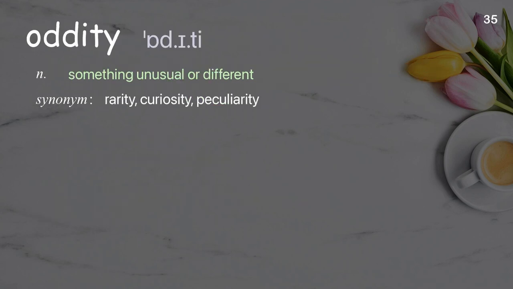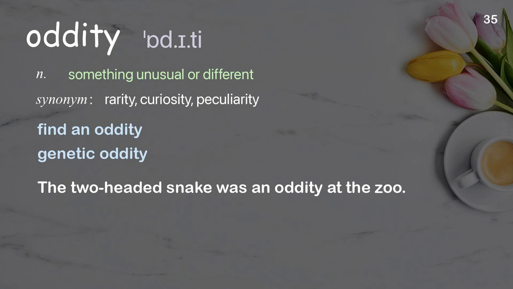Oddity. Something unusual or different. Examples: find an oddity, genetic oddity. The two-headed snake was an oddity at the zoo.